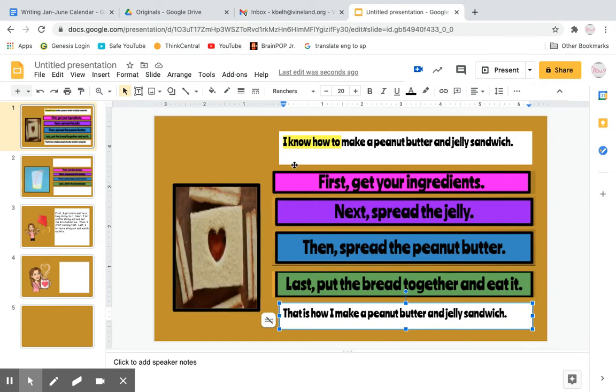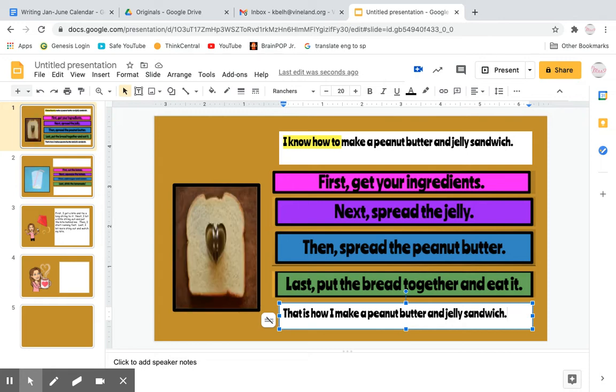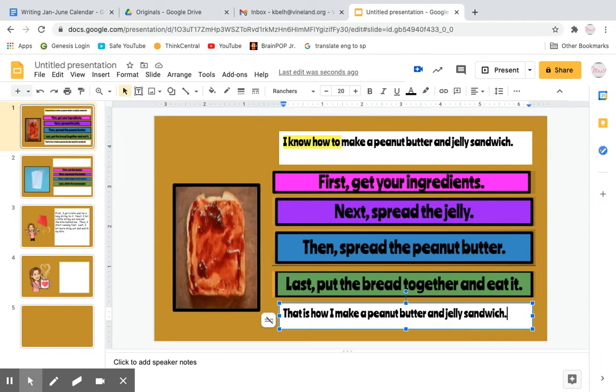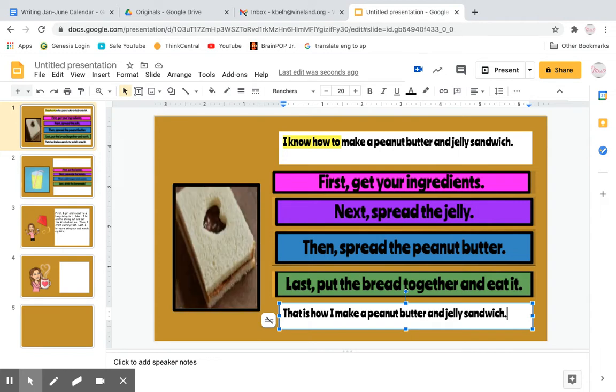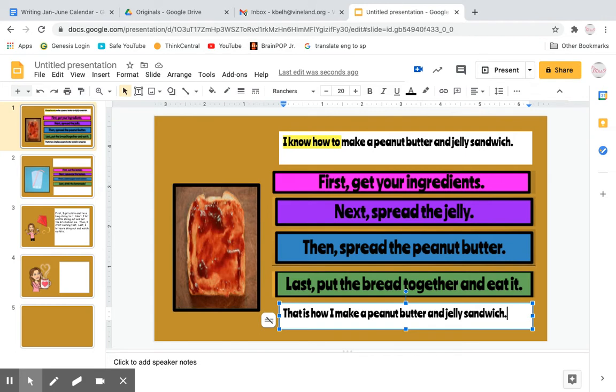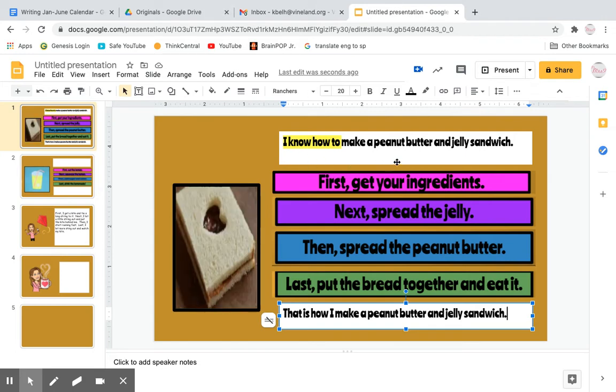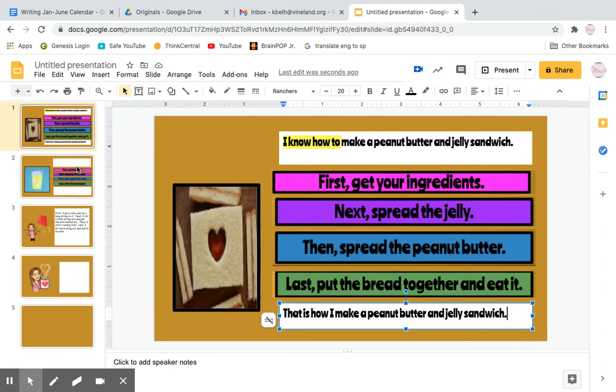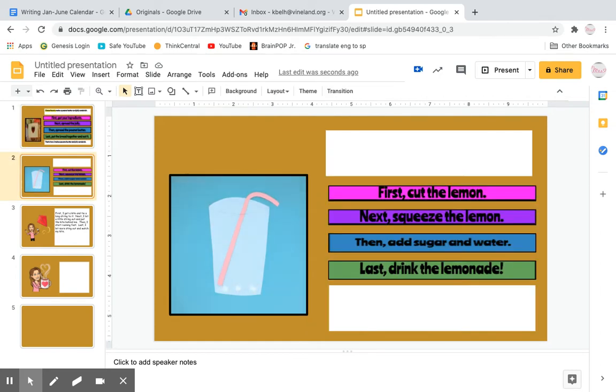Listen to it as it's all together. I know how to make a peanut butter and jelly sandwich. First, you get your ingredients. Next, spread the jelly. Then spread the peanut butter. Last, put the bread together and eat it. That is how I make a peanut butter and jelly sandwich. So you just gave them an opening sentence, you told them the steps, and then a closing. So let's look at another one.